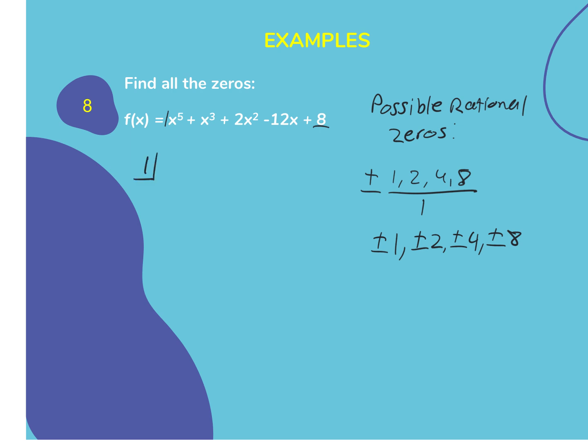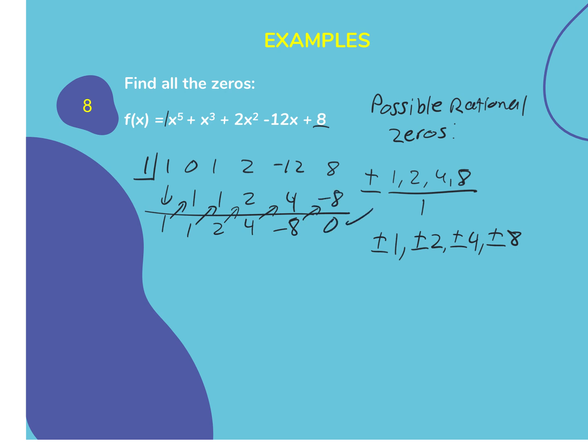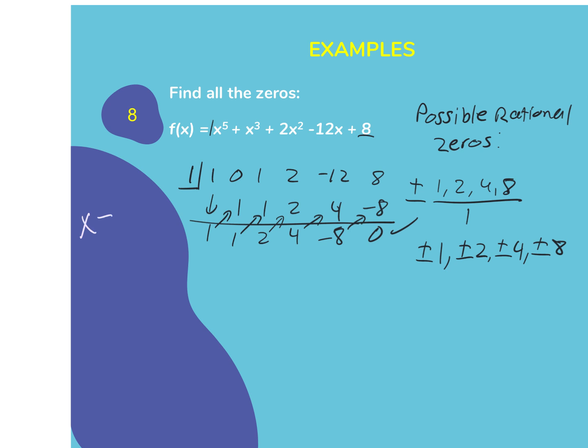Right beside it are going to go the coefficients of your function. And it's going to be a 1, 0, 1, 2, negative 12, and 8. All right, so I'm going to bring down the 1. 1 times 1 is 1. All right, so I'm just going to go through this. And it looks like 1 does work, right? We get a remainder of 0. That means x equals 1 is a solution. Okay, so that's one of them.